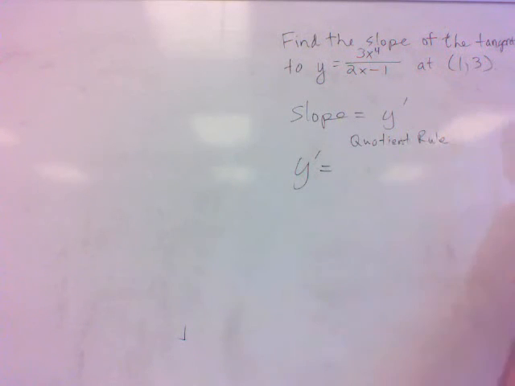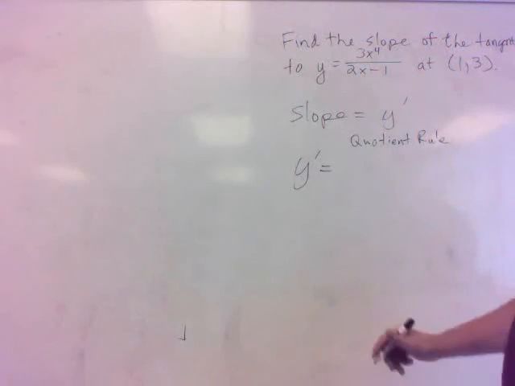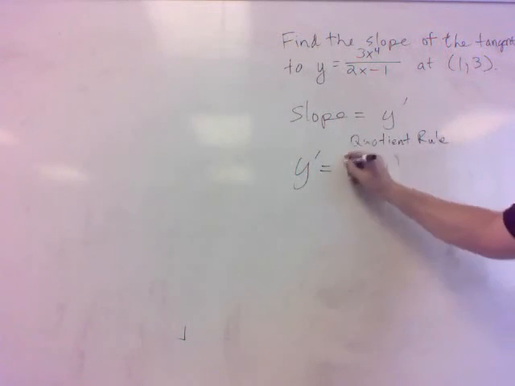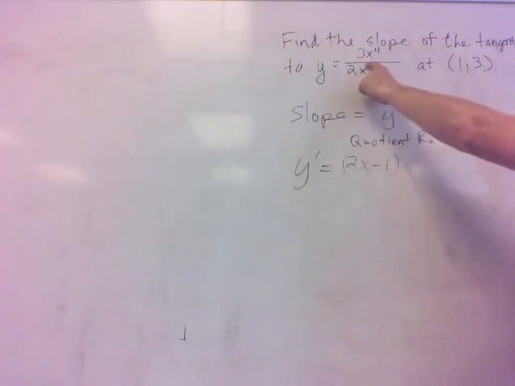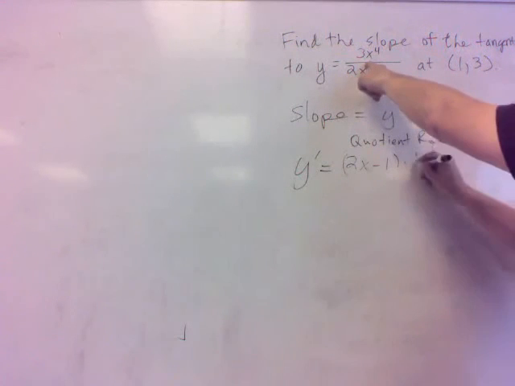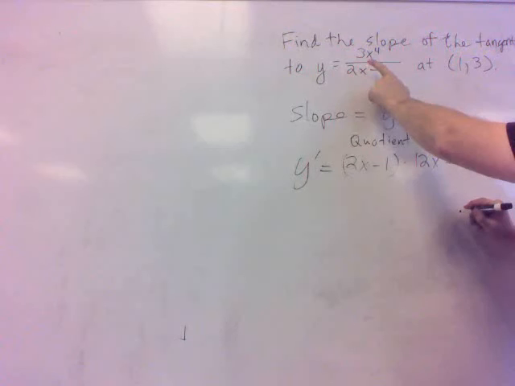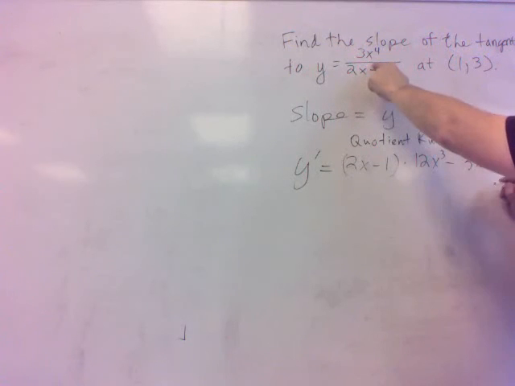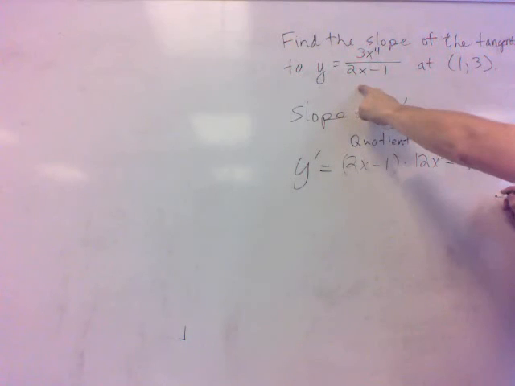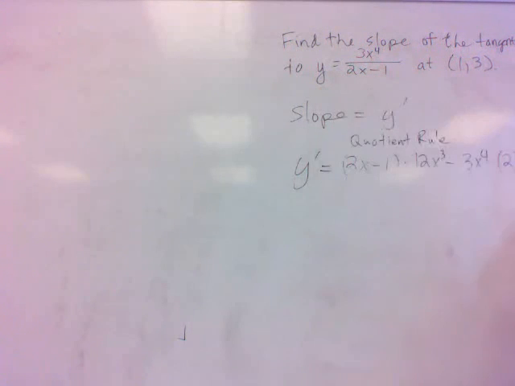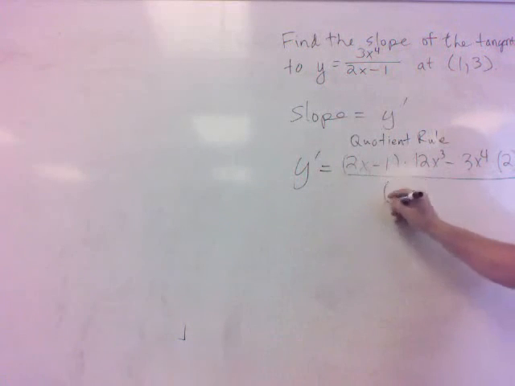How does the quotient rule work? Low d high minus high d low over low squared. All right, so low, 2x minus 1, times d of the high, derivative of the high, 12x cubed, minus high, 3x to the fourth, times d of the low. What's d of the low? Derivative of the low one? Just 2, isn't it? Over low squared.